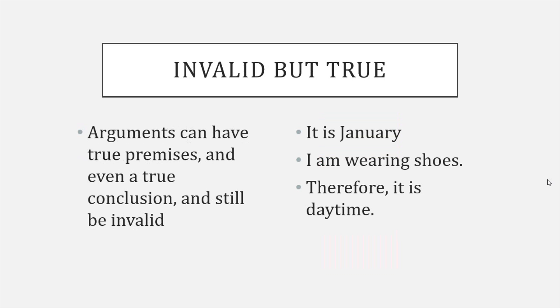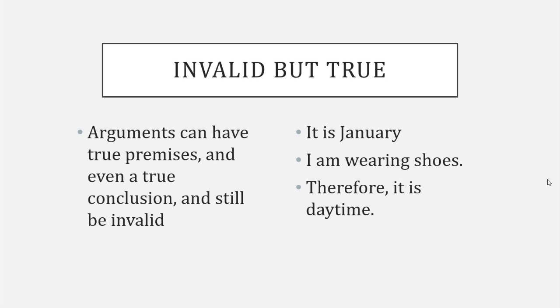So here's an argument that is invalid, but has true premises and a true conclusion. It is January. Check, it's totally January. I am wearing shoes. Check, I am wearing shoes. Therefore, it is daytime. It's daytime, it's totally daytime. So two true premises and a true conclusion. But are those premises a guarantee of the truth of the conclusion?